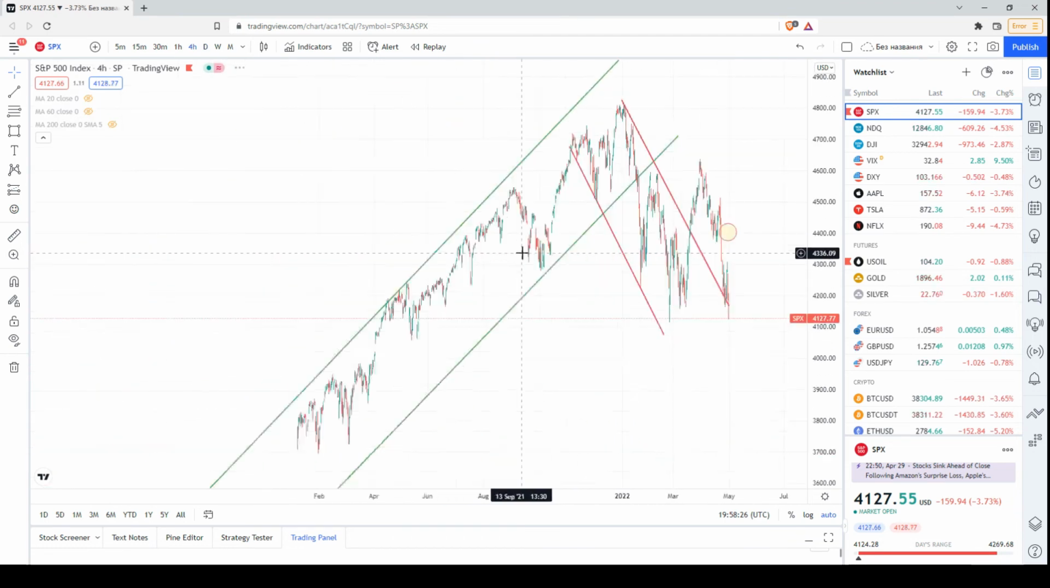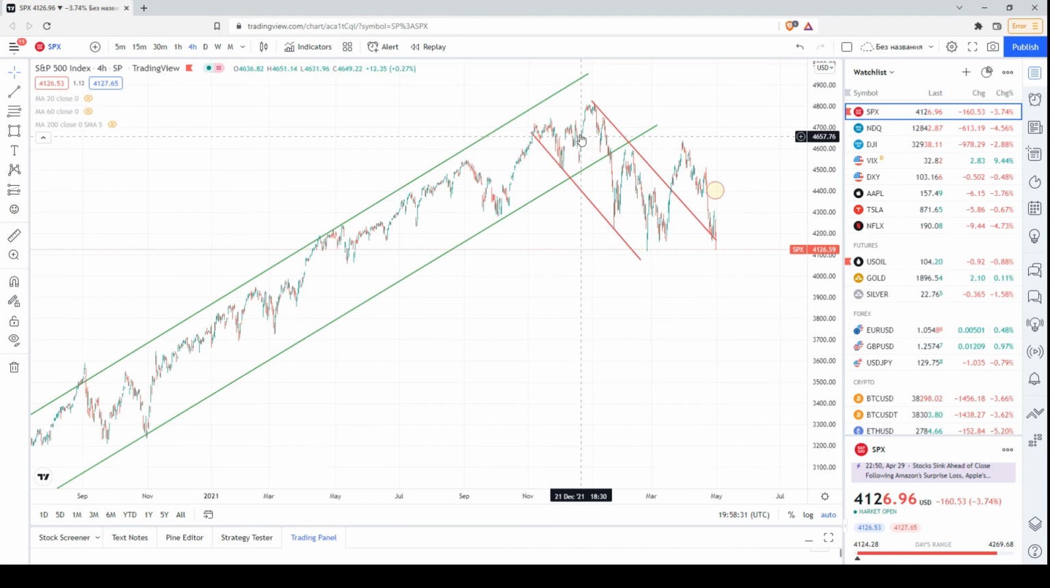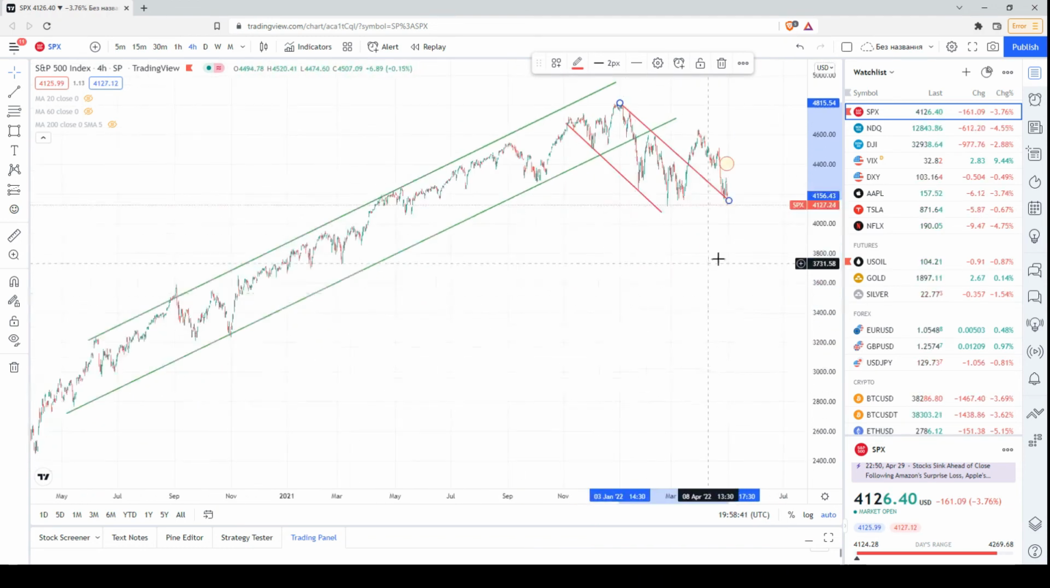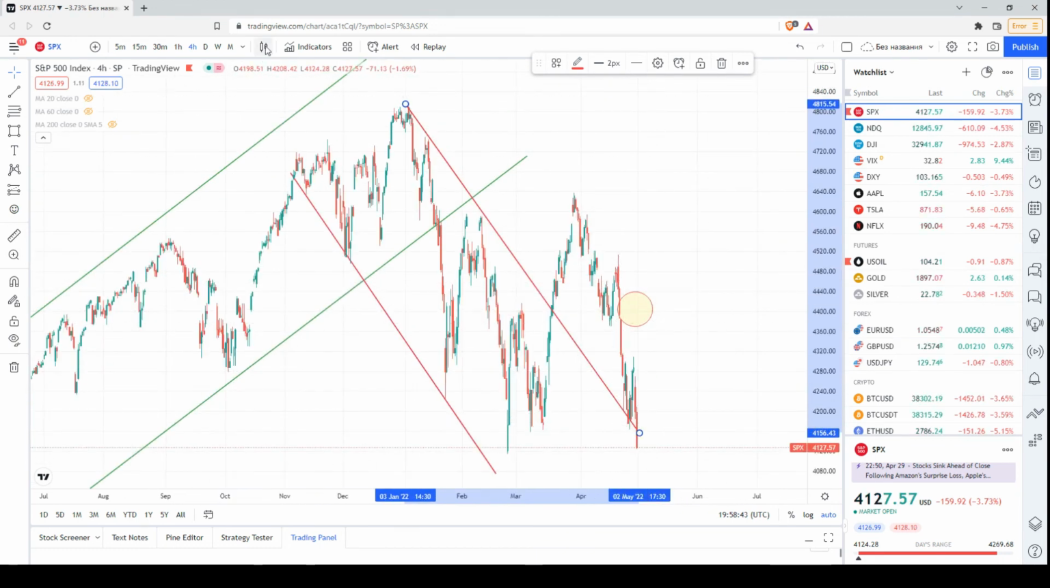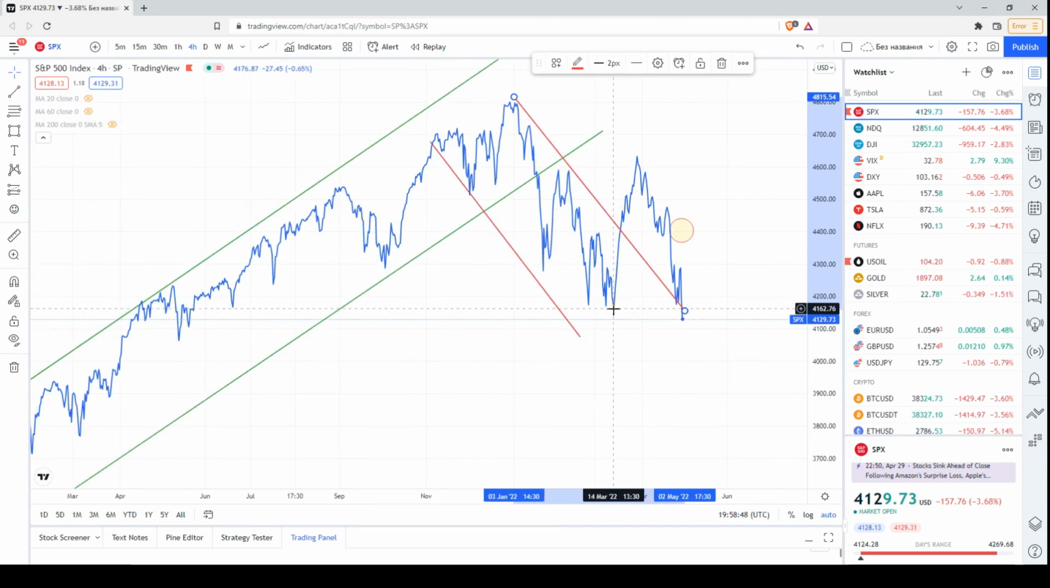And in the 4-hour chart, let me remind you that we've been following this ascending channel or uptrend. Then the price exited the ascending channel and formed a descending channel or downtrend. Then the price surpassed the upper line and exited this descending channel. But now it's obvious that if we switch to a linear chart, we are testing the previous local low.